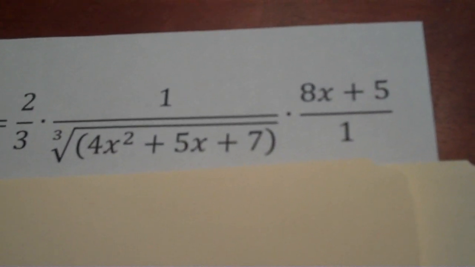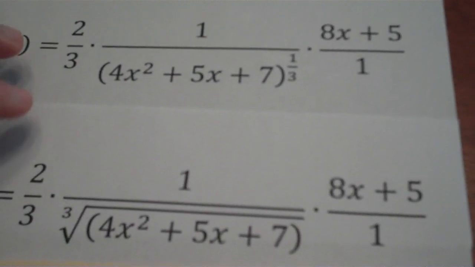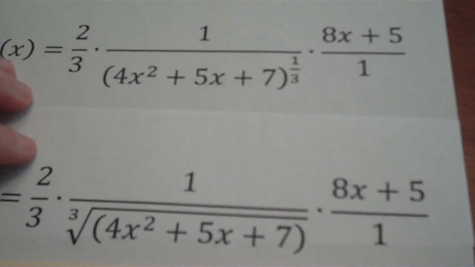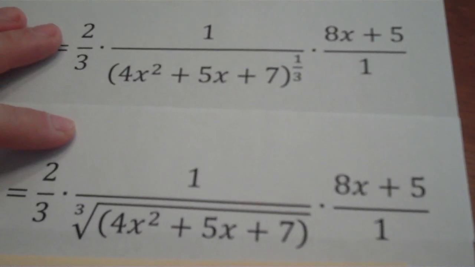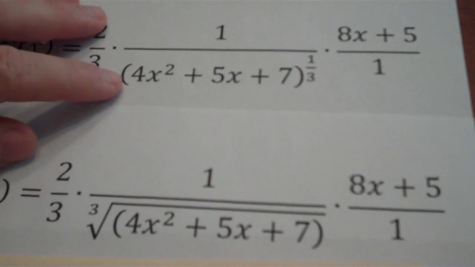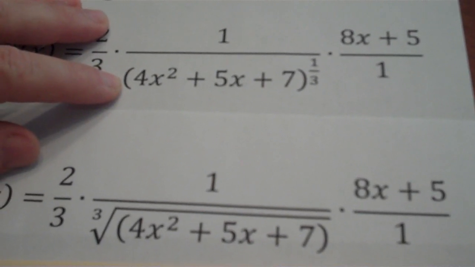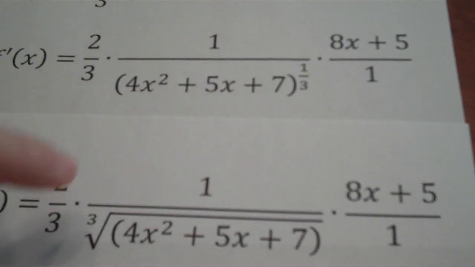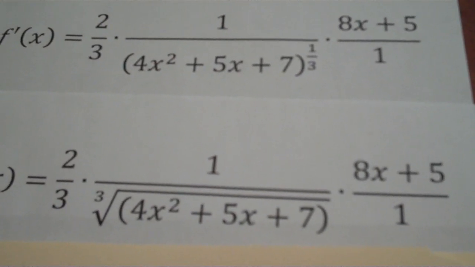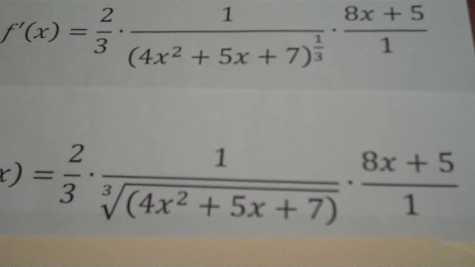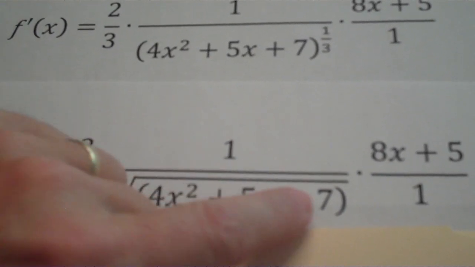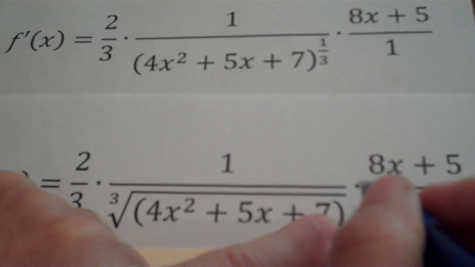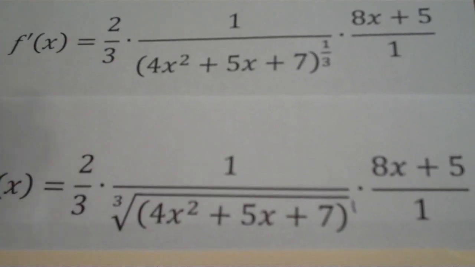Ran out of paper there, folks. There we go. So I've got my 2 times 1 times my 8x plus 5. And let's go ahead and just fix this denominator here as well. I've got this to the positive 1/3 power. Let's put that back in radical form. And I have the cube root of that quantity instead of to the 1/3 power. There, by the way, there's an understood 1 power here, but you needn't write it.